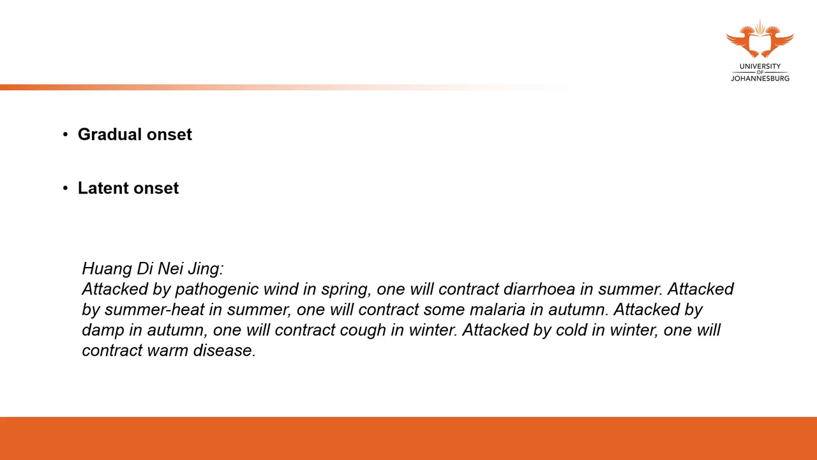From this description, we don't even need to discuss what kinds of disease. But you can see that from Huang Di Nei Jing, we already know that certain kinds of diseases will happen later. It won't happen suddenly. So this is different from the sudden onset and gradual onset.